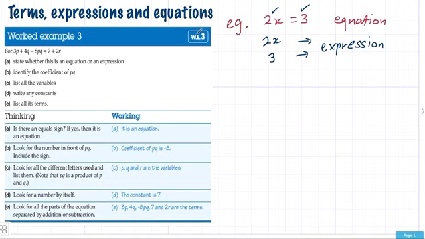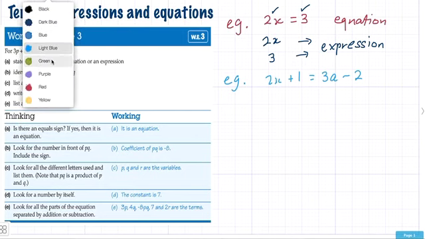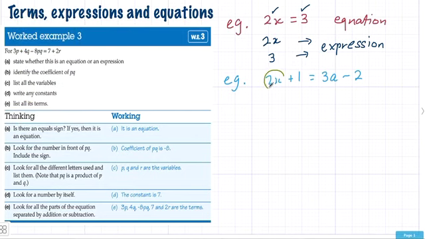The other thing you might see are things called terms. Now terms are basically all the bits and pieces that you have in an equation or an expression that are connected by addition or subtraction. Alright, so if we look at another example, say we had 2x plus 1 equals 3a minus 2. Okay, when I say all the bits and pieces in an equation or expression, I'm looking at these bits that are in between additions or subtractions. And we also include the sign that's in front of the pieces.